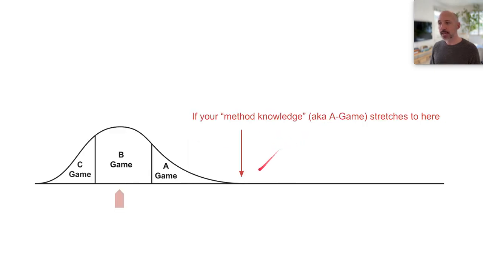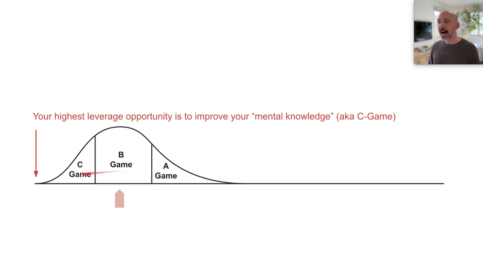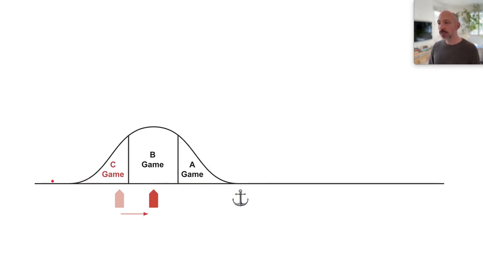Okay? If your method knowledge, your tactical, your technical knowledge, if it stretches to here in your A game, your highest leverage opportunity is to move your mental knowledge, your C game, forward. How do we do that? Flip the anchor. Anchor your A game. Stop studying technicals. Stop studying techniques. Stop studying the charts. Pause that just for a little while, for an interim period. And see, can I anchor my A game here and then move my C game forward? And therefore materially move my overall trade results forward, the center of my bell curve.